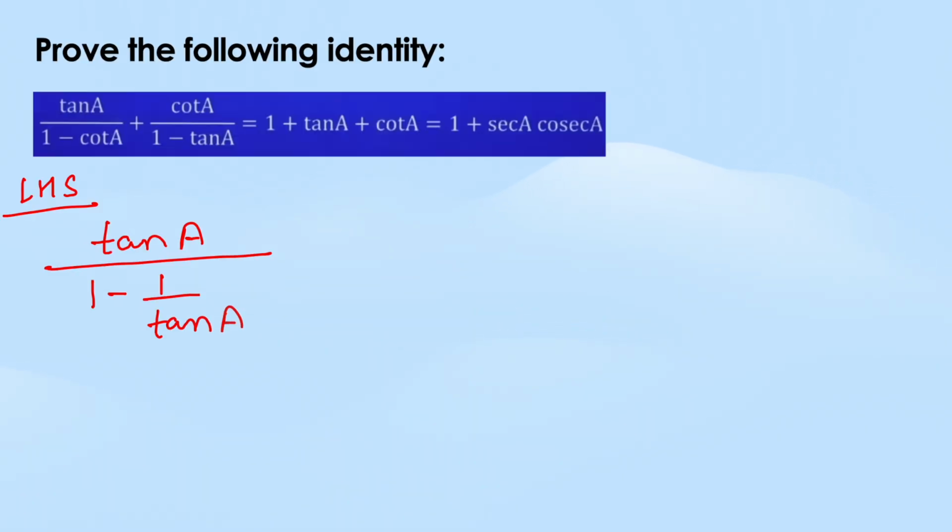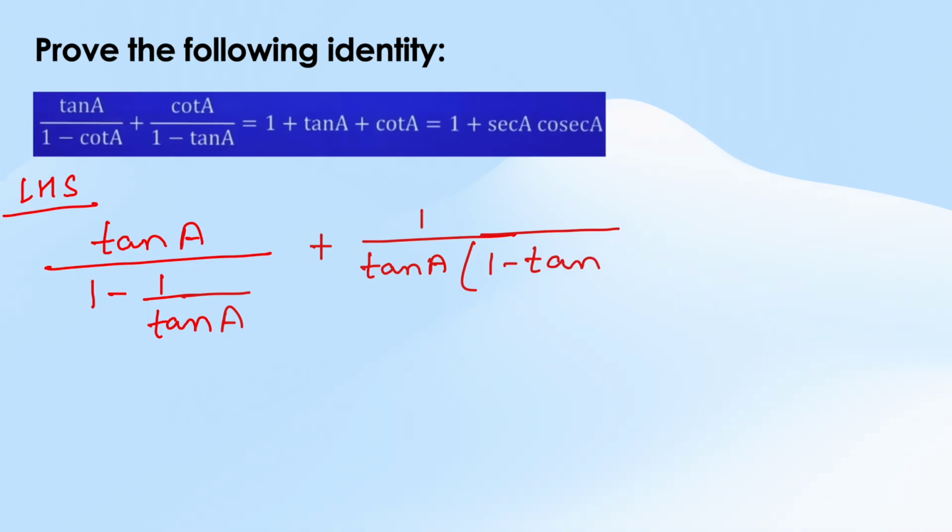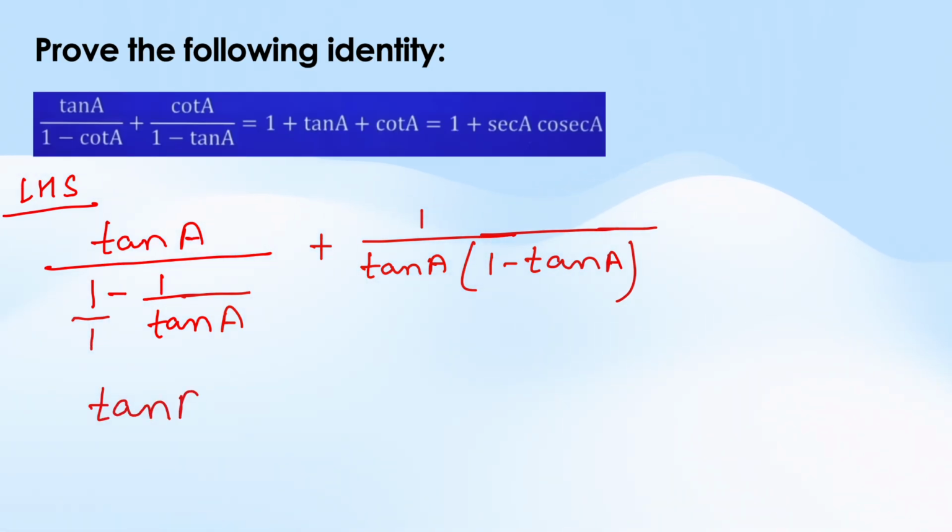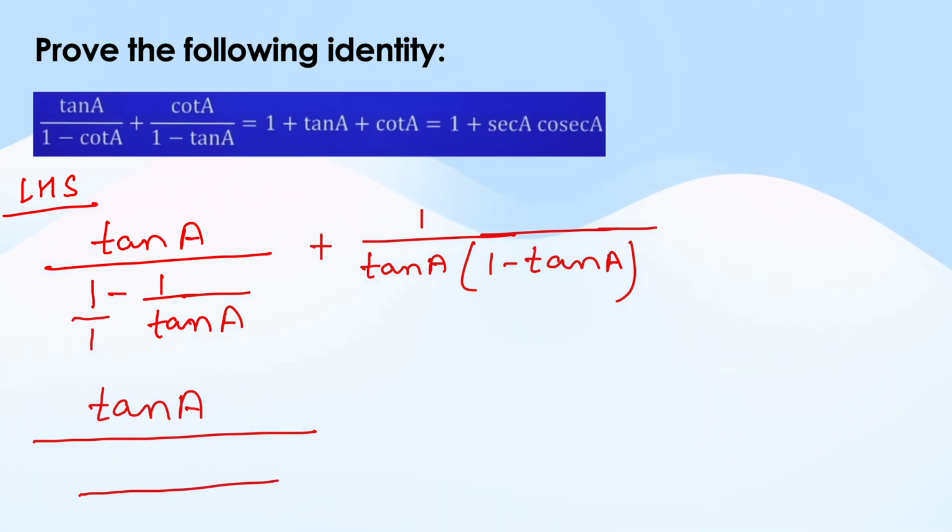Similarly, the second term can be written with cot A as 1 by tan A: 1 by tan A into 1 minus tan A. Alright, see, this 1 minus 1 by tan A, I can write 1 as 1 by 1. If I just see the denominators of it, 1 and tan A, what will be the LCM? Good, it will be tan A.